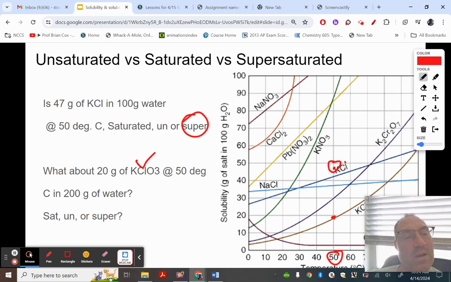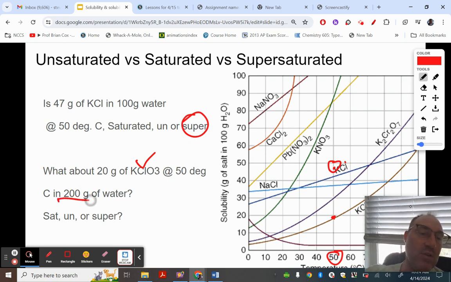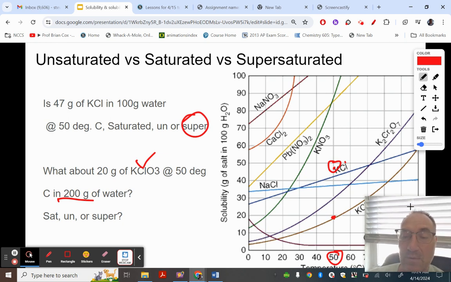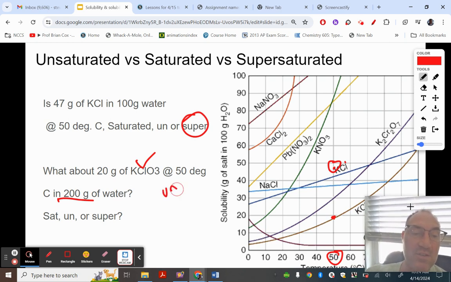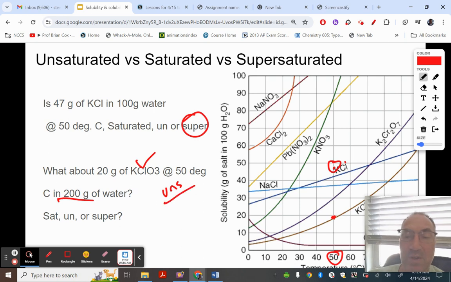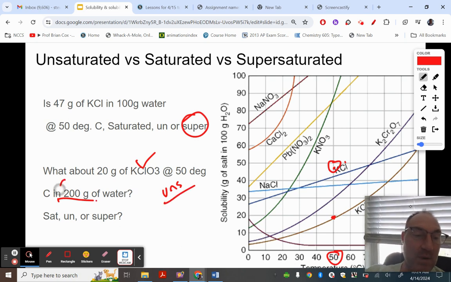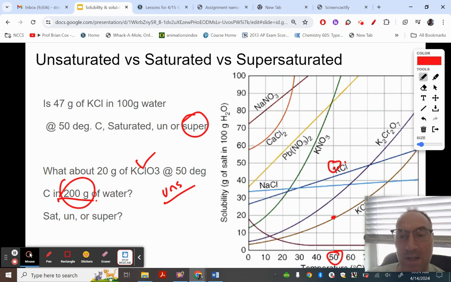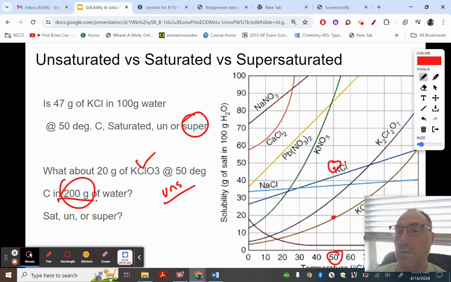Okay. And then, oh no, I see what it's saying. In 200 grams of water. Okay, so I switched up. So in 100 grams of water, it can hold about 20, but in 200 grams, it can hold 40. So this is unsaturated because I have twice the amount of water. I can hit up to 40 or about 39. Okay, so that's how that works.